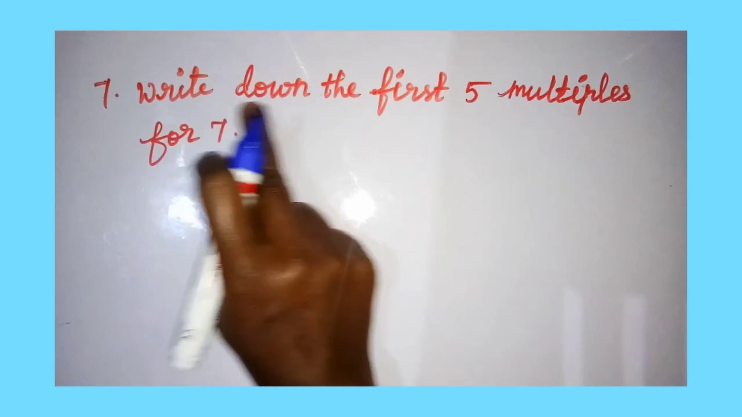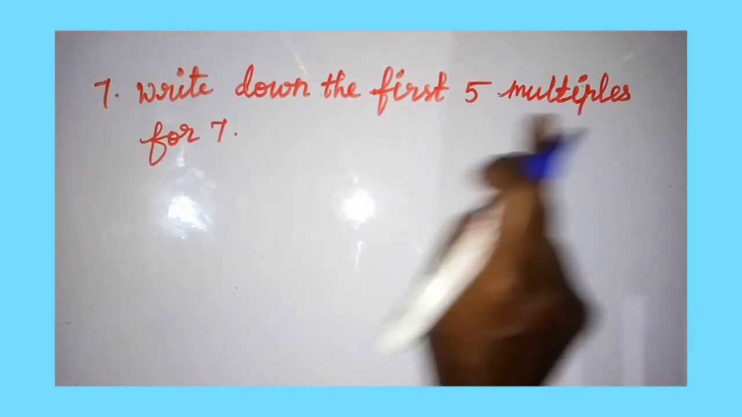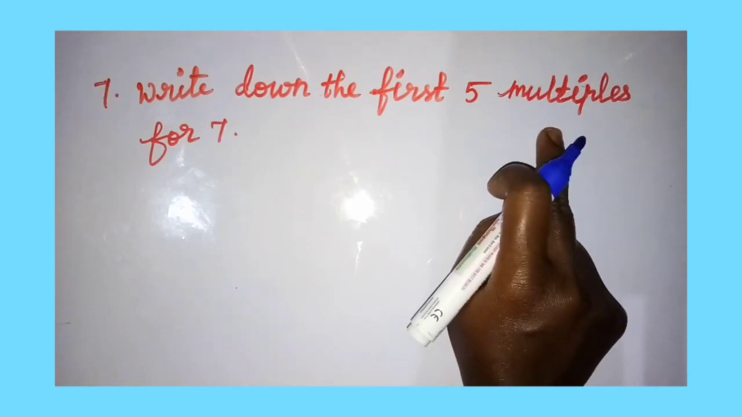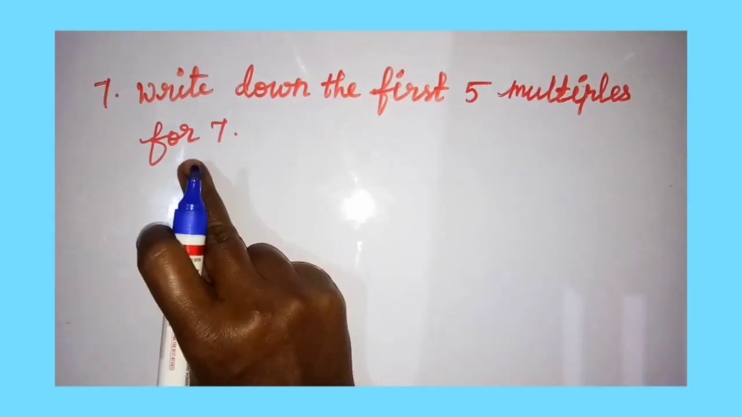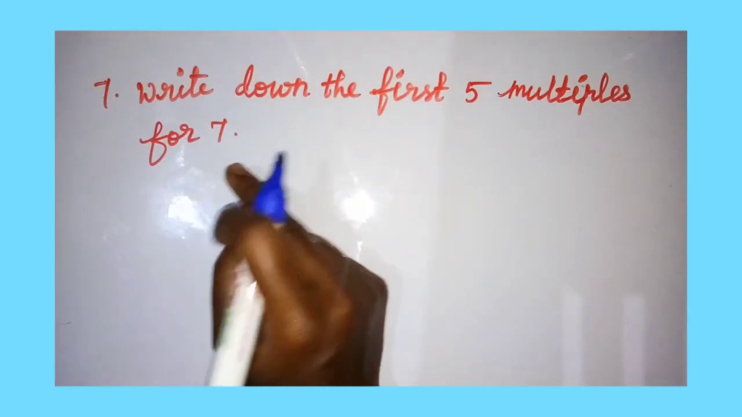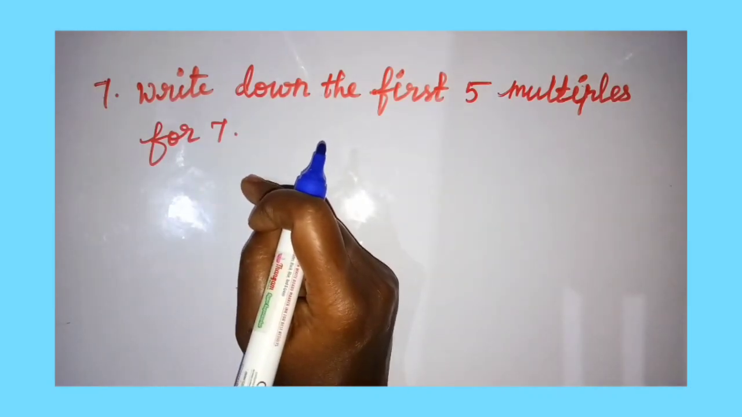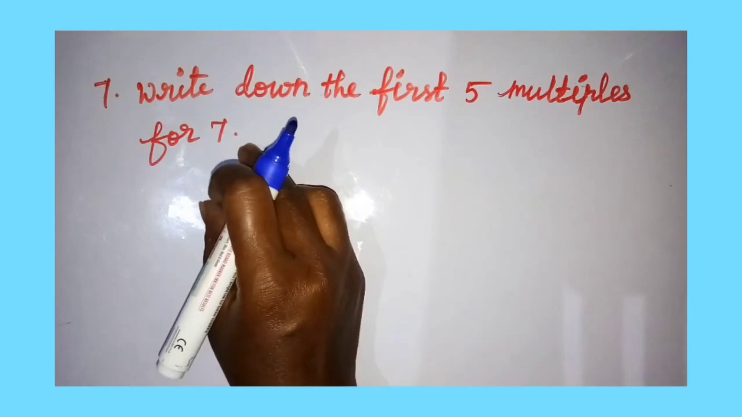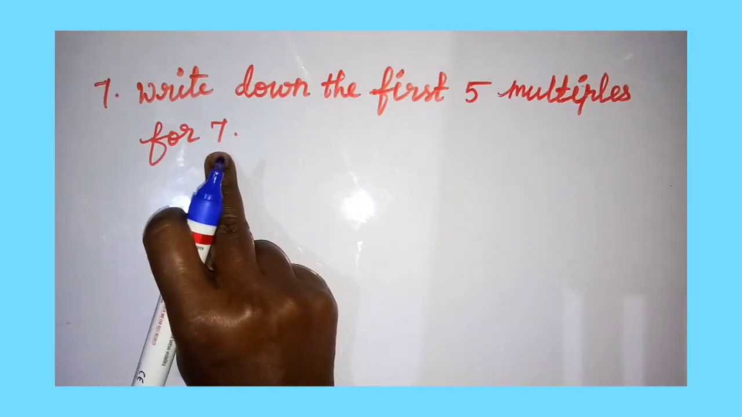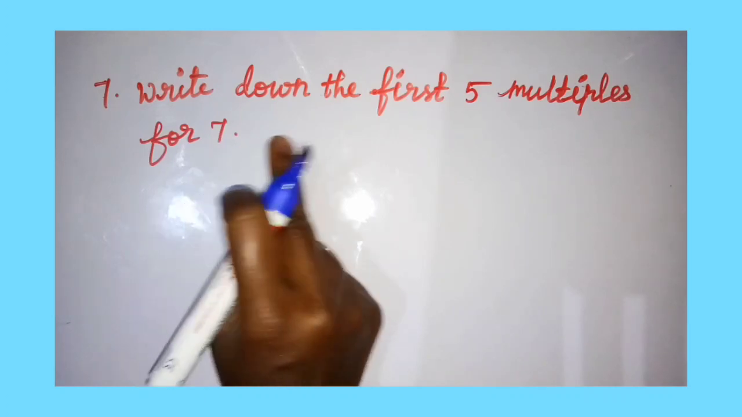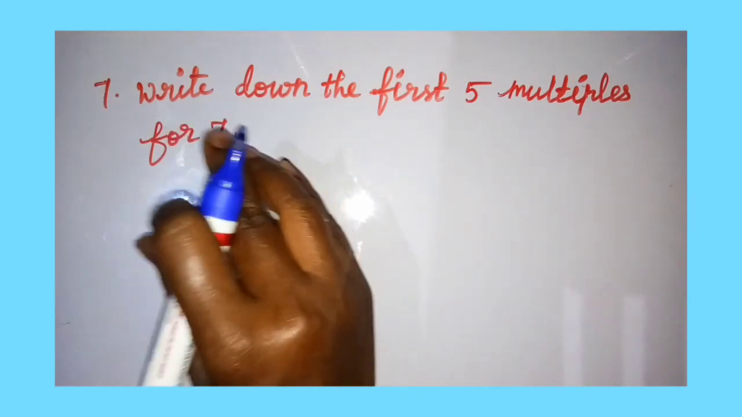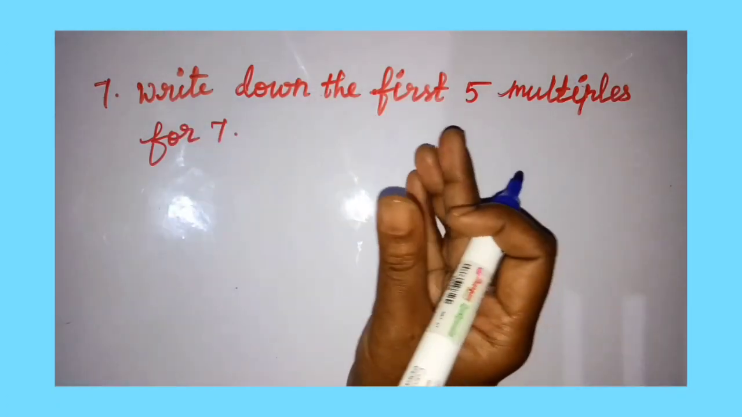Seventh one. Write down the first 5 multiples of 7. So multiples means repeated addition. So we write the first 5 multiples of 7. Already we know the 7 table. So we write the multiple values of 7, or we add 7 again: 7 plus 7, and again 7 plus that answer, adding 7 means we get the next number.